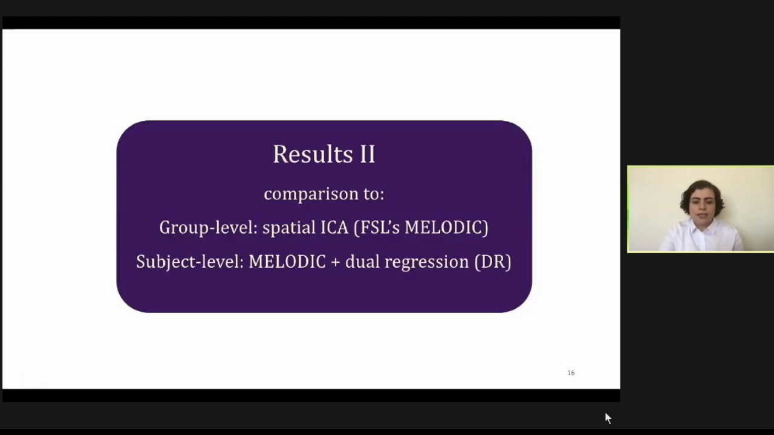Okay, in the next step, now we wanted to compare stochastic PROFUMO's result to the more established spatial ICA group level and the spatial ICA plus dual regression subject level results. And for that purpose, we used FSL's MELODIC.